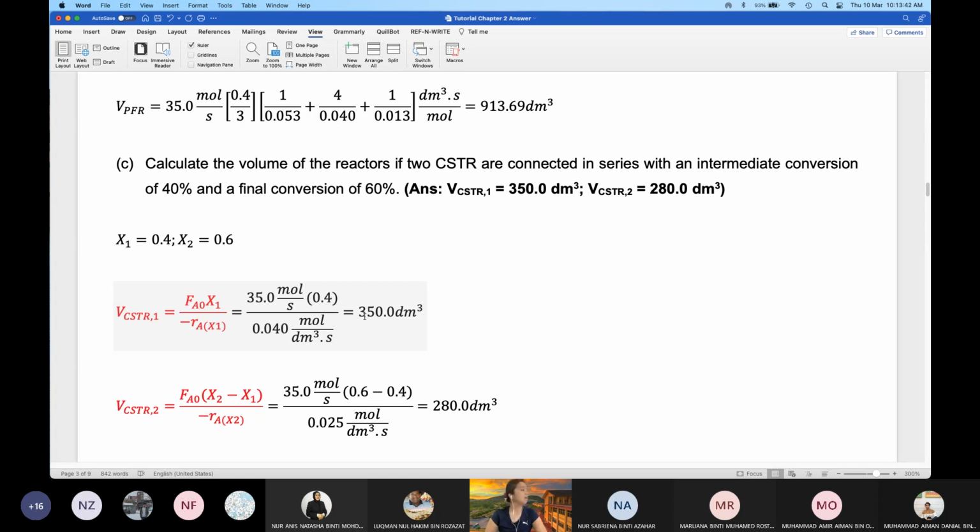So it becomes the volume of CSTR 2. Okay, you have to specify. You are finding the volume for the second CSTR equals FA0. FA0 is there. In the bracket it becomes X2 minus X1. Don't forget this part. In the bracket it has become X2 minus X1. Okay, so as I told you, in the exam, regardless of whether the formula is given or not, you don't need to memorize it. But you have to remember, really remember, that for the second reactor in a CSTR system, the bracket becomes X2 minus X1. Okay, divide by minus RA at your X2.